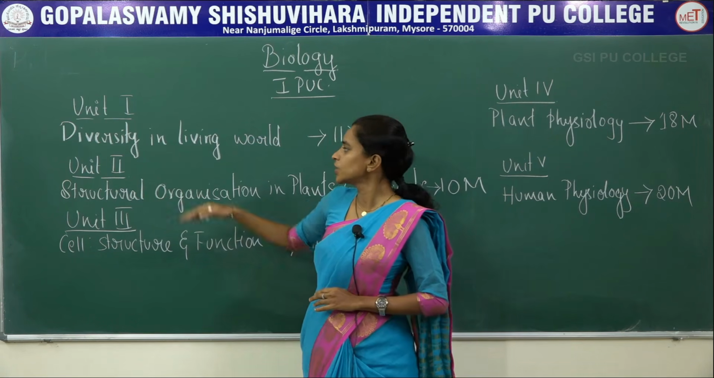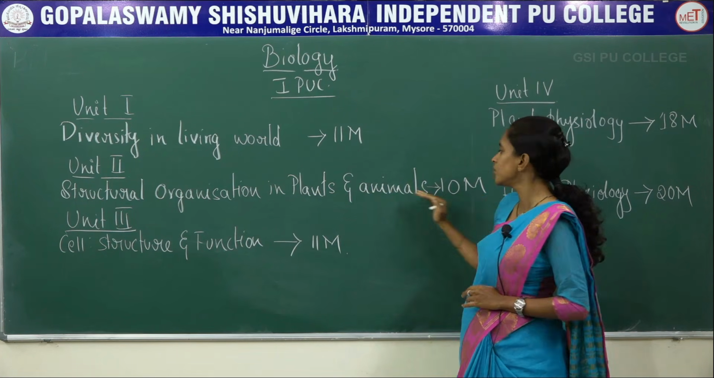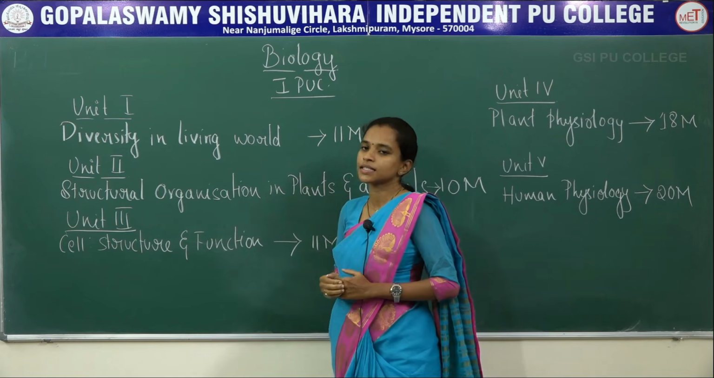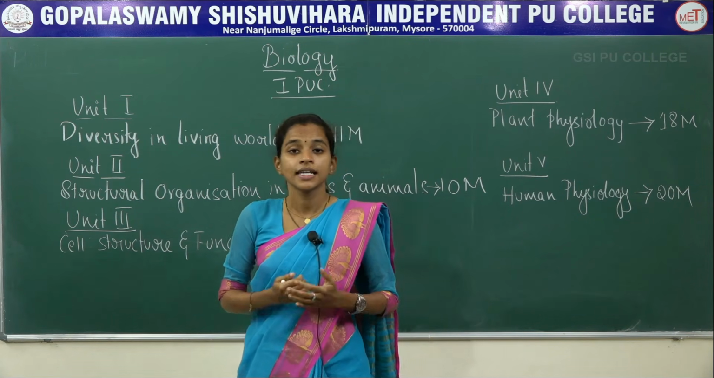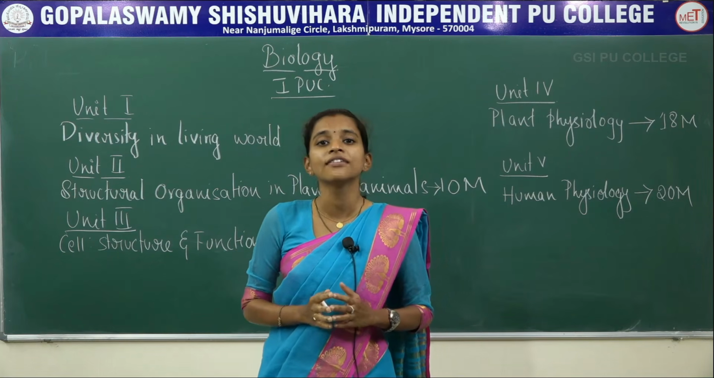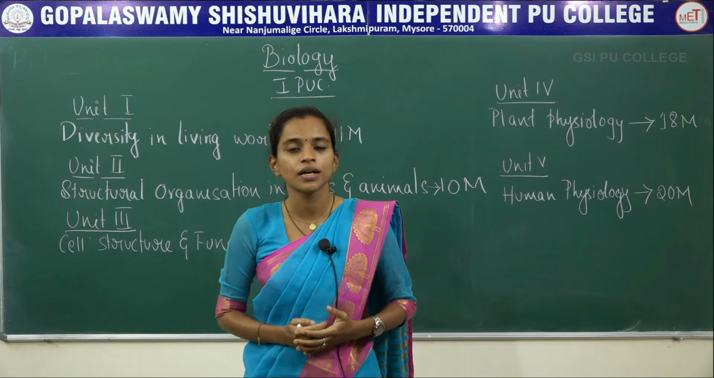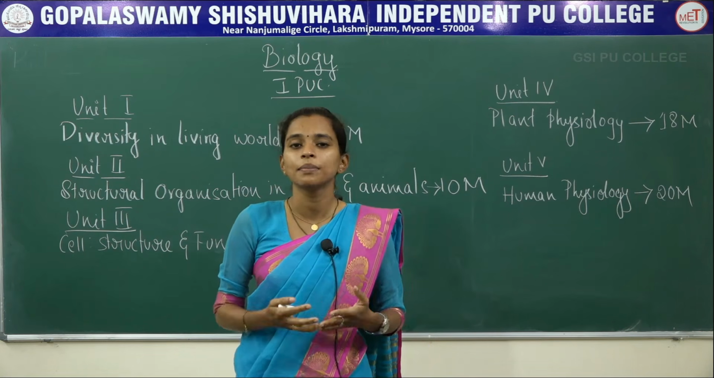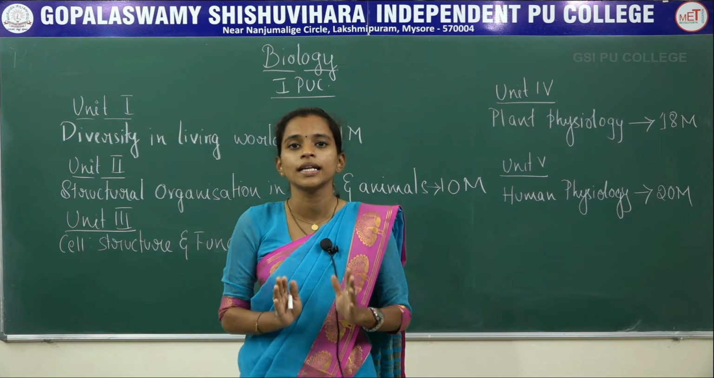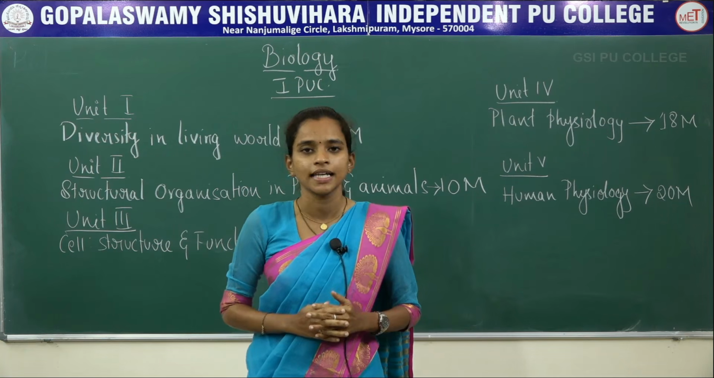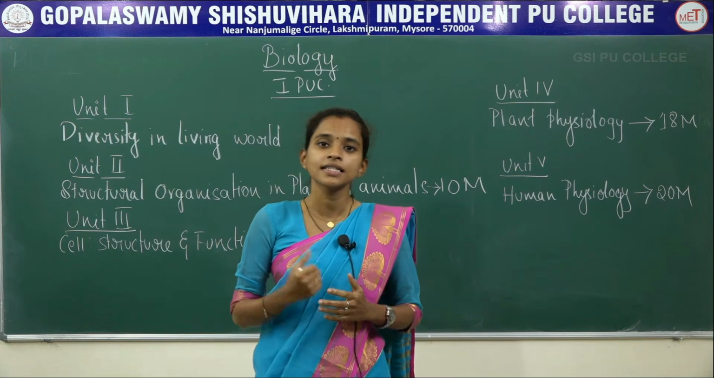Next, the second unit is structural organization in plants and animals and the weightage of this whole unit is 10 marks. The second unit includes 3 different chapters. Out of these 3 chapters, the first chapter will be morphology in flowering plants. In this chapter, you will be learning about morphology, that is the presence of root, types of root, stem, types of stem, how they help in growth, how they help in storage, types of leaves, inflorescence, thalamus, everything in detail. Only the external structure of the plant you will be studying in detail in this chapter, morphology in flowering plants. That is the first chapter in this second unit.